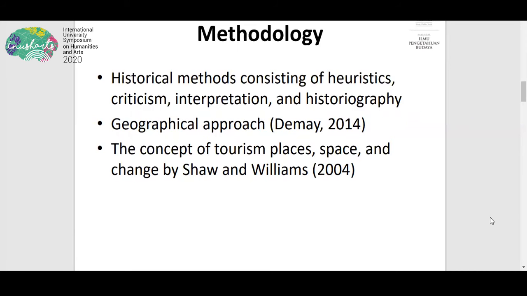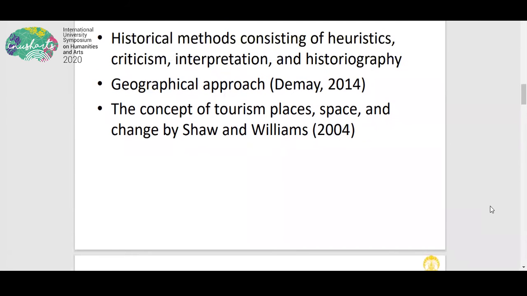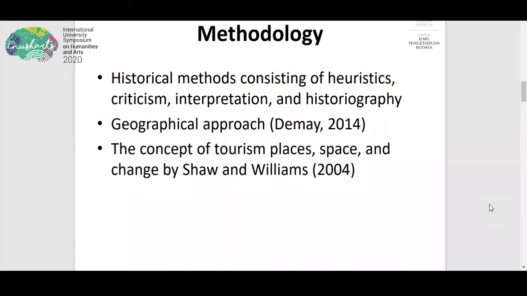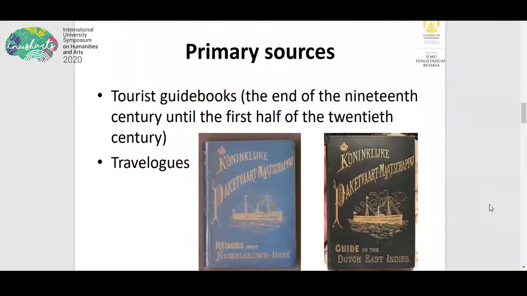In the study, Eastern Indonesia in the colonial period is seen as a colonial territory. It also uses the concept of tourism places, space, and change by Shaw and Williams in 2004. As stated by Shaw and Williams, the process of communications and tourism starts not with the arrival of tourists and their cultures, but rather with the way in which destinations are represented through the marketing system, such as guidebooks and travel brochures. The primary source used in this research is the guidebook Reisgids voor Nederlandsch Indië.